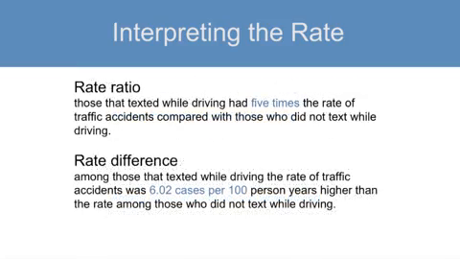And here is how you interpret the rate ratio and rate difference for this texting example. For the rate ratio, those that texted while driving had 5 times the rate of traffic accidents compared to those who did not text while driving. And the rate difference, among those that texted while driving, the rate of traffic accidents was 6.02 cases per 100 person years higher than the rate among those who did not text while driving.